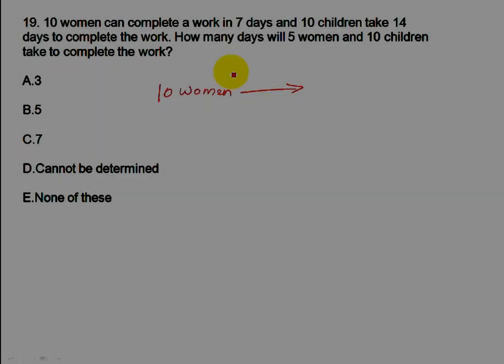And this is one more approach I have taken in this question. 10 women can complete a work in 7 days, and 10 children take 14 days to complete the work. How many days will 5 women and 10 children take to complete the work? We will solve this in the same way, no changes. 10 women can complete in 7 days.